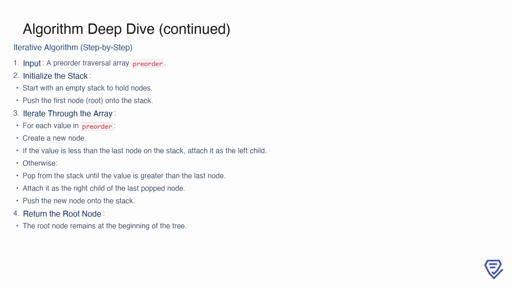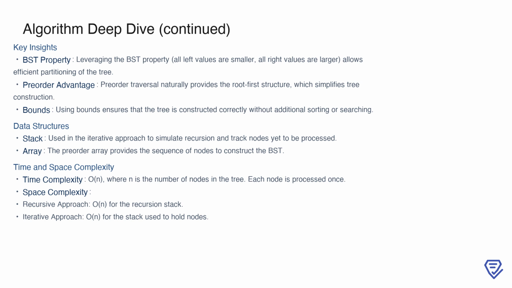By the end of the traversal, the stack will have helped us maintain the correct structure of the tree, and the root node will represent the fully constructed binary search tree. There are several key insights that make this algorithm efficient. First, the binary search tree property allows us to partition the tree efficiently without sorting or additional operations. Second, the preorder traversal's root-first structure naturally aligns with the way we build the tree, making it easier to reconstruct.